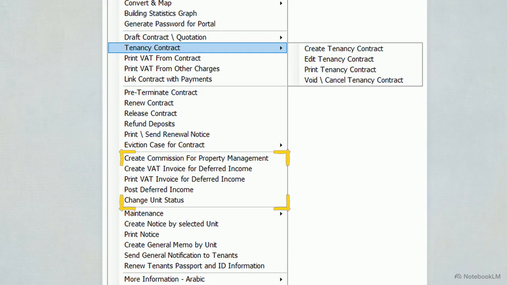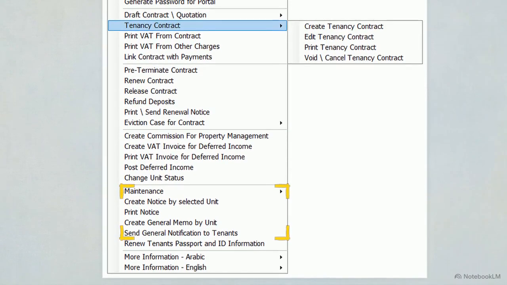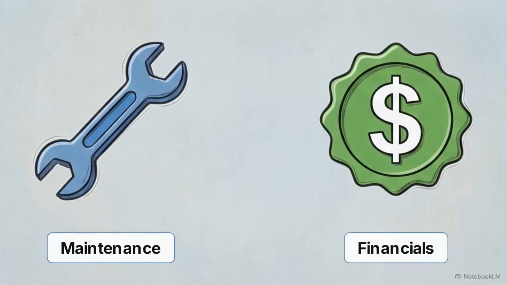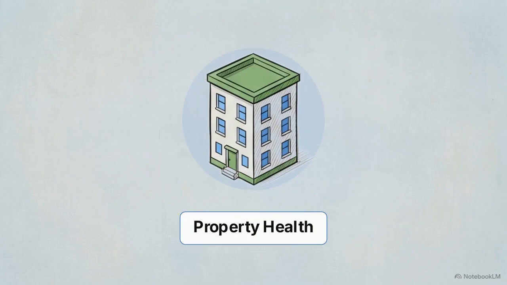It also enables you to create invoices and post deferred income for structured financial reporting. For daily property operations, you can log maintenance requests, generate specific notices for individual units, and send out general memos to notify all tenants at once. You will also find compliance tools to renew tenant passports and ID information, alongside links to access more system information in both Arabic and English. Combining this physical maintenance tracking with detailed financial tracking creates a comprehensive, holistic view of your property's health.